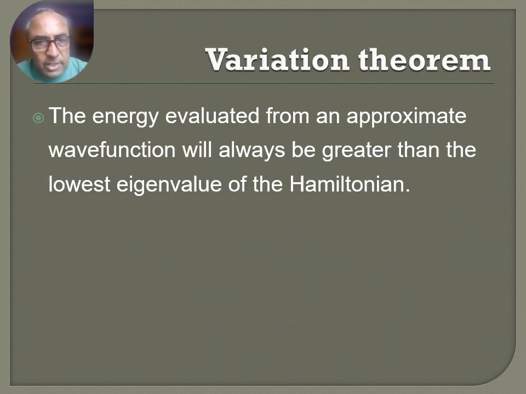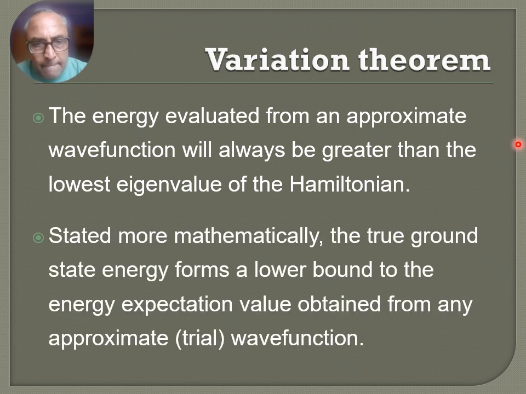The variation theorem states that the energy evaluated from an approximate wave function will always be greater than the lowest eigenvalue of the Hamiltonian. That is, if we calculate the average energy of a Hamiltonian by taking its expectation value with an approximate wave function, the energy we get will always be higher than the true ground state energy of that Hamiltonian. Stated more mathematically, the true ground state energy forms a lower bound to the energy expectation value obtained from any approximate or trial wave function.